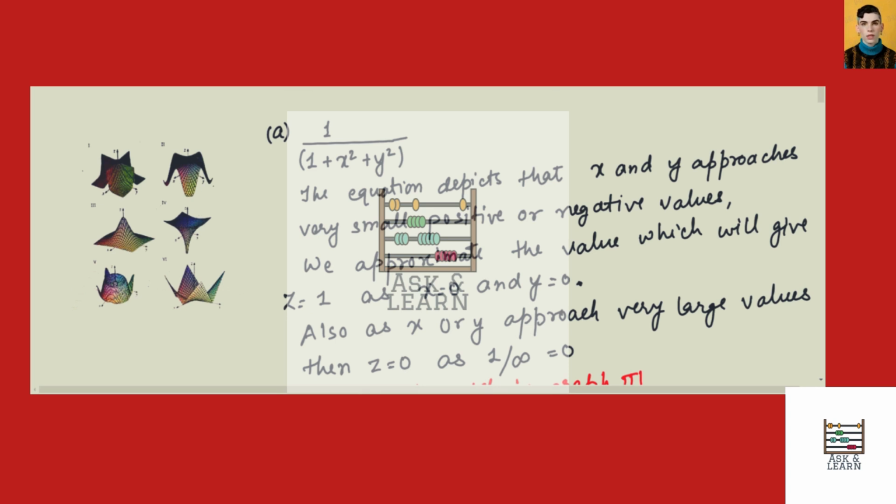So this equation depicts that as x and y approach very small positive or negative values, we approximate the value, which will give z equals to 1, as x equals to 0 and y equals to 0 here. So z should be equal to 1 as x and y are equal to 0 here.